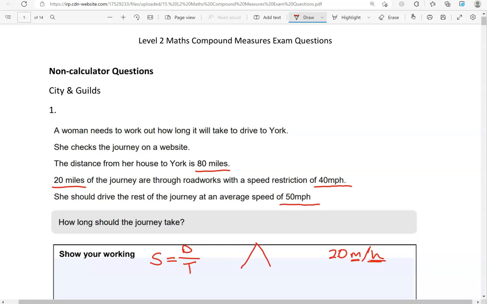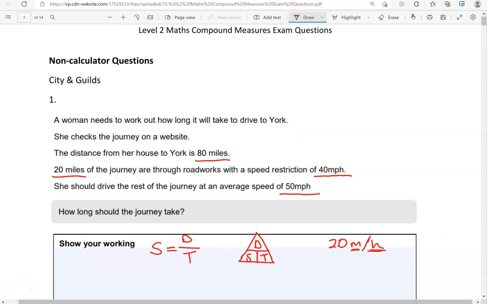Sometimes you'll see a triangle being used like this. So S, D, T. To find S, you divide D by T. To find T, you divide D by S. To find D, you multiply S by T. So what do we know?